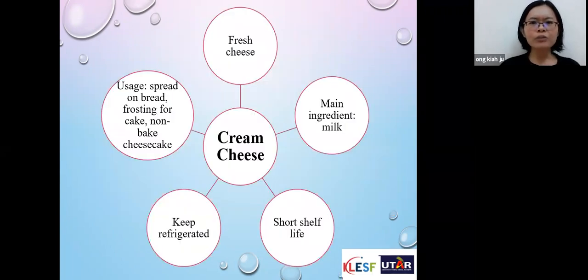Let's talk about cream cheese. What is cream cheese? It is a kind of fresh cheese, and it is made by using milk. Cream cheese has a shorter shelf life. You cannot keep it for a very long time. You have to consume it and finish it as soon as possible, and you have to put it in the fridge after you produce it. Normally, we use cream cheese to spread on our bread. We use it for frosting of cake and also for some non-baked cheesecake.